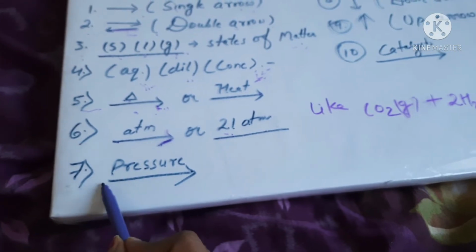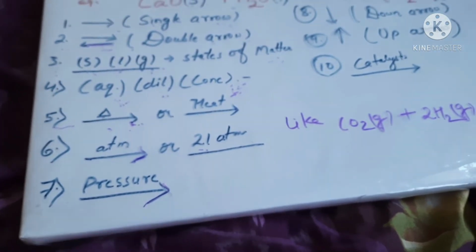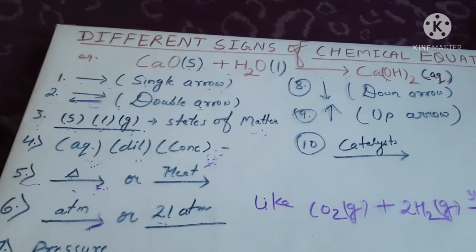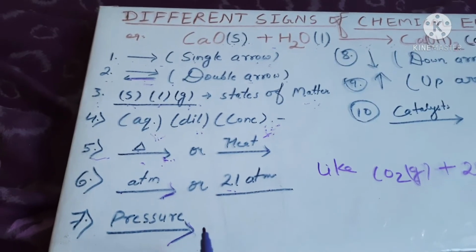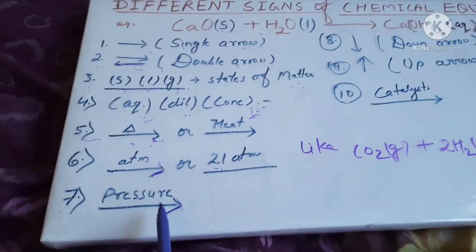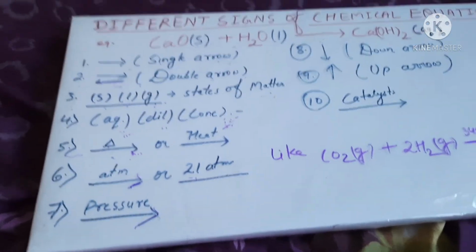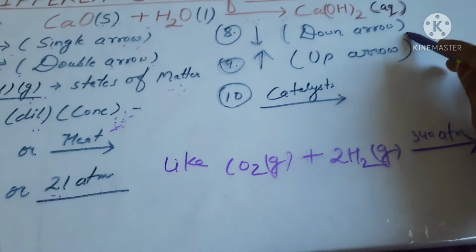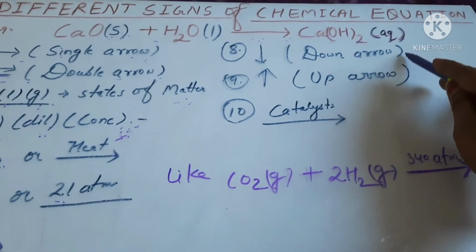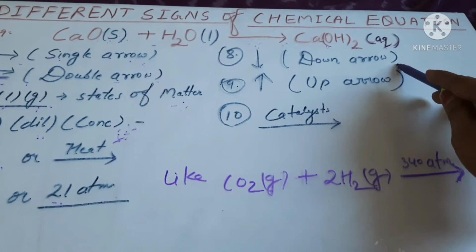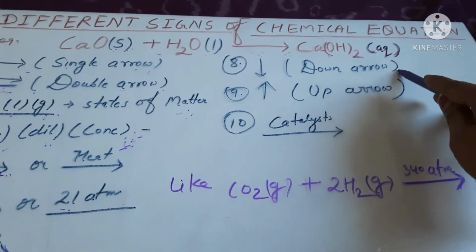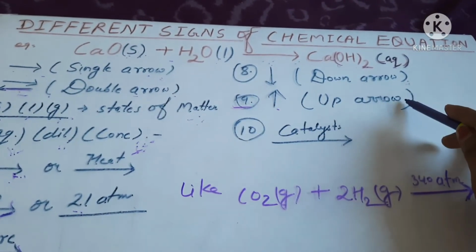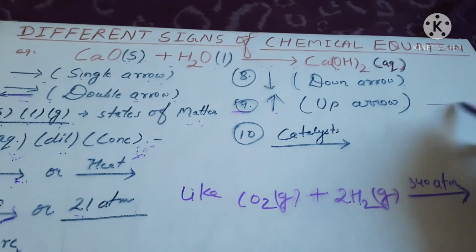Okay. Now the seventh one is pressure above the arrow. What is the meaning of pressure above the arrow? When pressure is written above the arrow, it means the reaction needs pressure more than atmospheric pressure. Okay. Now the eighth one is the down arrow. The down arrow is used to indicate precipitates, or is also used as an alternative to solid state. Now the ninth one is the up arrow, and the up arrow is used to indicate liberation of gases.